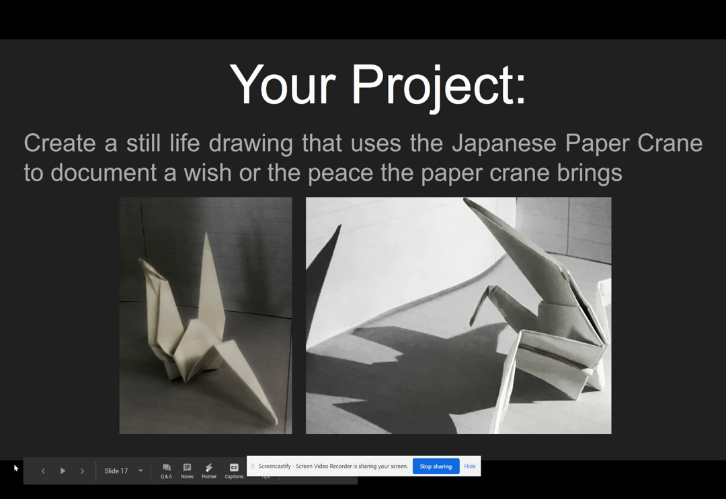Just a reminder, your project is going to be to create a still life drawing that uses the Japanese paper crane to document a wish or the peace that the paper crane brings. So here are two examples of photos that I took when I was messing around with the composition that I might want to use for my still life arrangement. And you will get an opportunity today to start taking photos or practice sketching out different compositions. For this assignment, we are going to be using pencil.